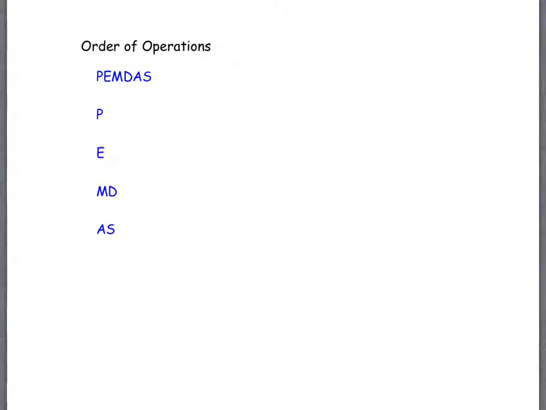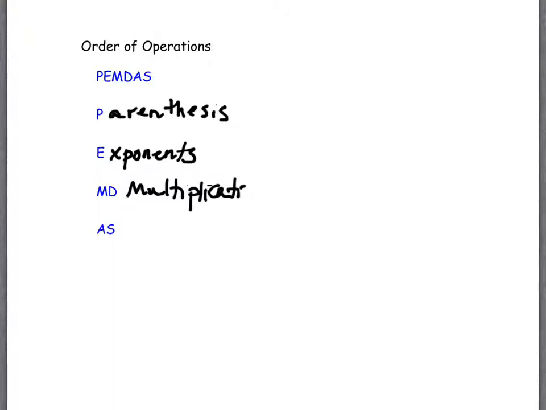So what does the P stand for? This is parentheses. How about the E? Exponents. The M and the D are what? Maybe I should start out with the M on that one. Multiplication and division, and those are done interchangeably. I'll show you. And then what about the A and the S? Addition, subtraction.